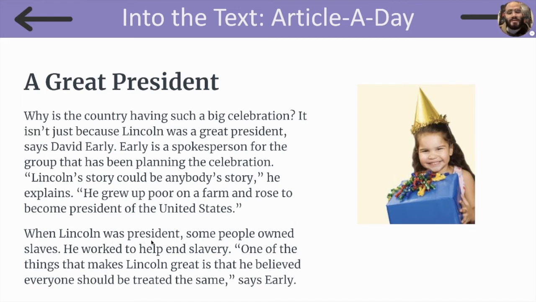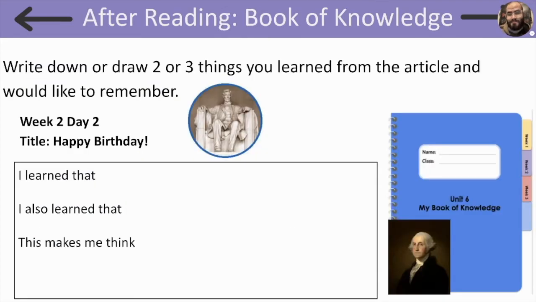When Lincoln was president, some people owned slaves. He worked to help end slavery. One of the things that makes Lincoln great is that he believed everyone should be treated the same, says Early. And that is why he passed the Emancipation Proclamation, because he believed that everybody should be treated equally. Please take out your book of knowledge. Write down 2 or 3 things you learned from the article and would like to remember. Pause the video and take a moment to do this now.